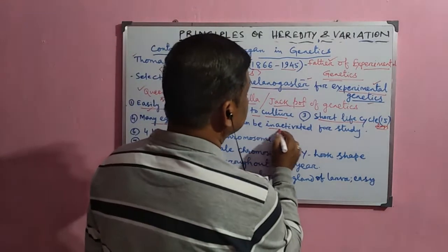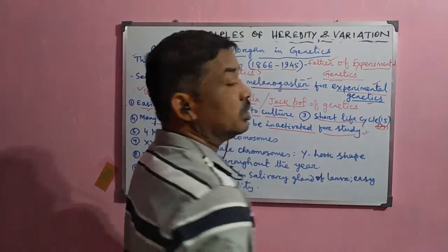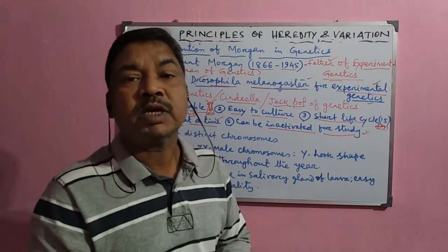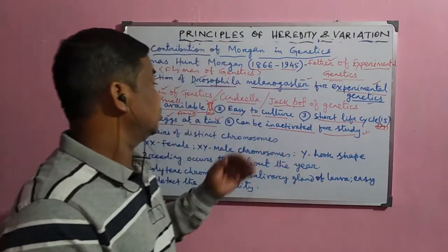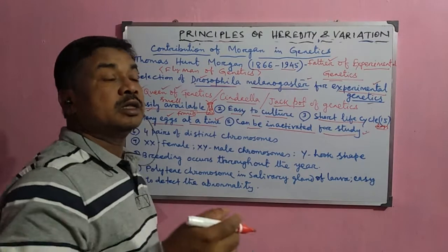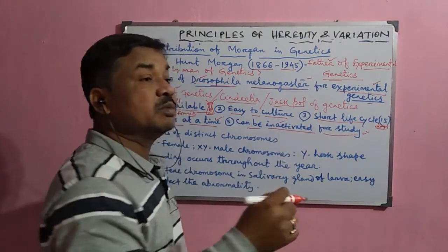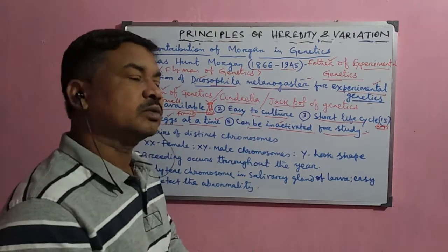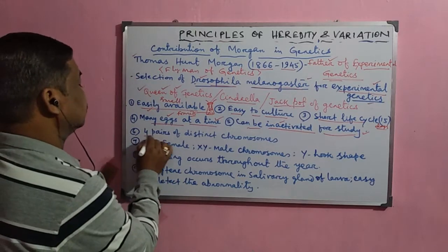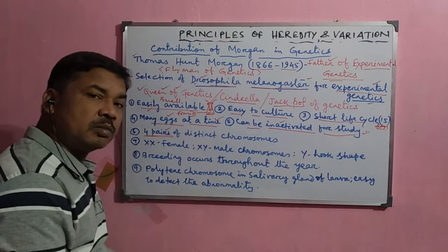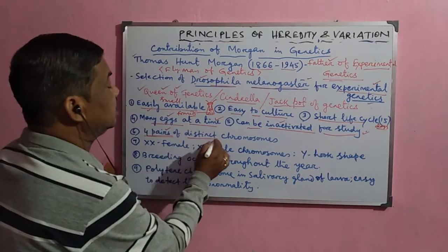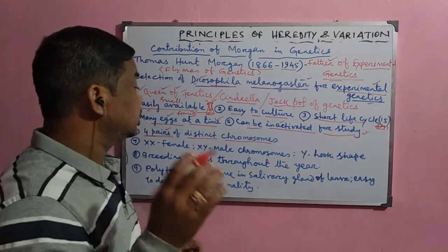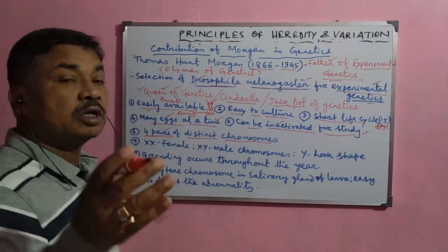Now, it can be inactivated for study. Suppose we have to study the different characters under the microscope or under a high power magnifying glass or lens. These specimens, Drosophila, can be inactivated by giving certain anesthesia, and so it is easy to study them under the microscope. Now next one, the chromosomes, which are 4 pairs in number, and all the 4 pairs are clearly distinct from one another morphologically. So it is very easy to distinguish and study the chromosomes under the microscope.